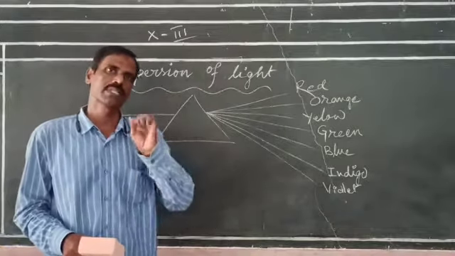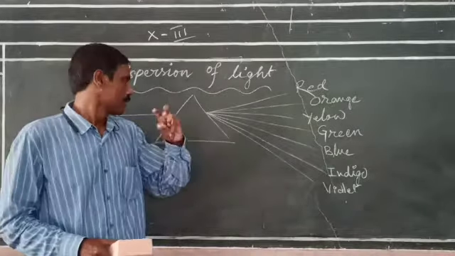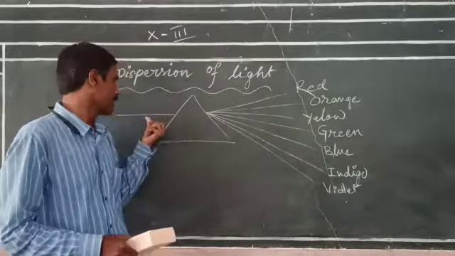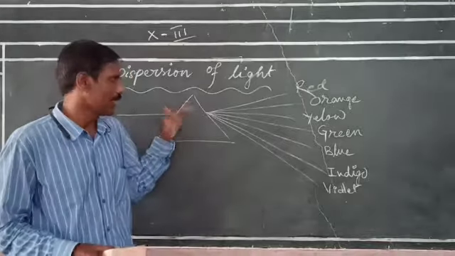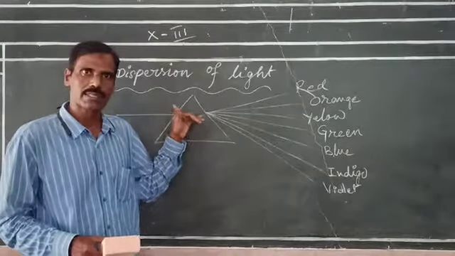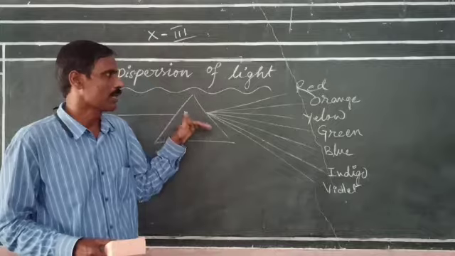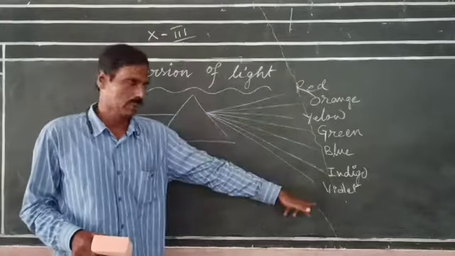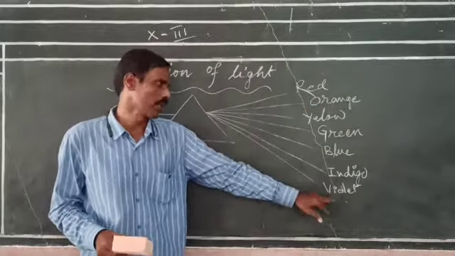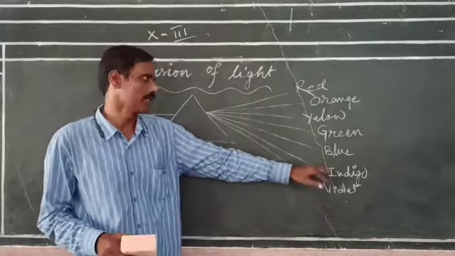Here the dispersion takes place because the white light is a combination of 7 colors. When white light is passing from vacuum to another medium, because of the different wavelengths, the different light bands deviate from their path and they form a rainbow. That is VIBGYOR: violet, indigo, blue, green, yellow, orange and red. Here this happens because of the different wavelengths of different colors.